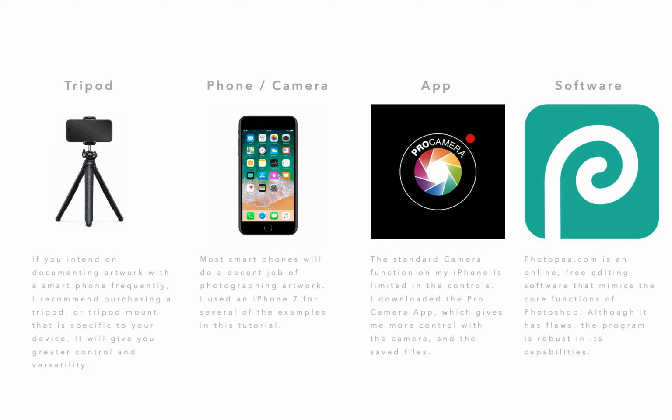The benefit of this particular application on my phone is it gives me the ability to control the ISO, even the fictitious aperture, and the shutter speed, and I can save it as a raw file so that I get greater flexibility with editing my images. And then last but not least, we will be using Photopea.com. It's a little glitchy, it's not perfect, but since it's free and it pretty much does most of the same functions as Photoshop, it's kind of amazing that that's at our fingertips.